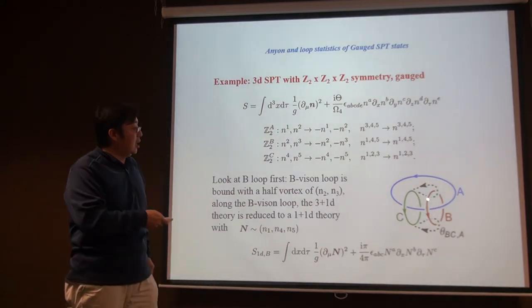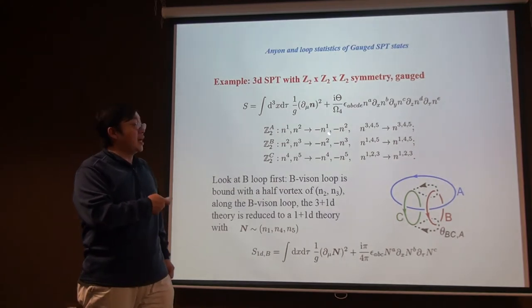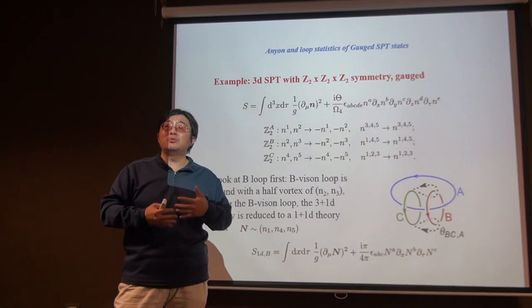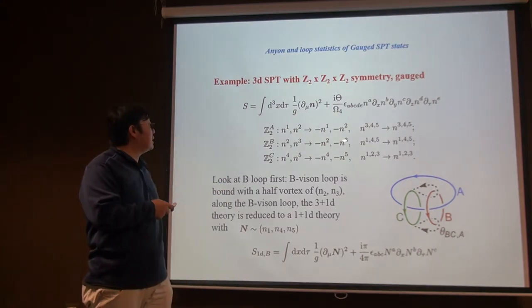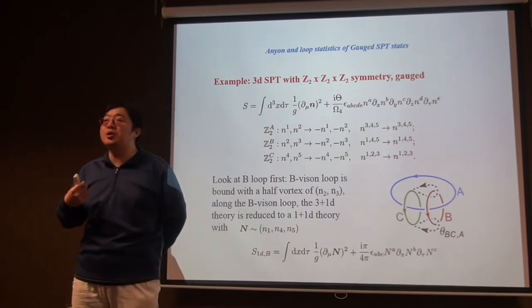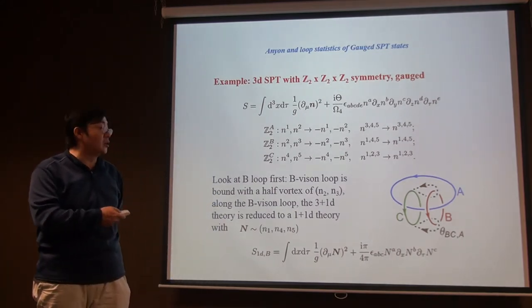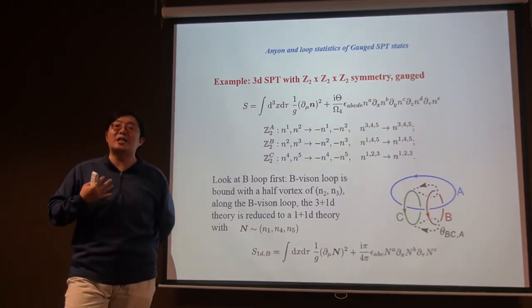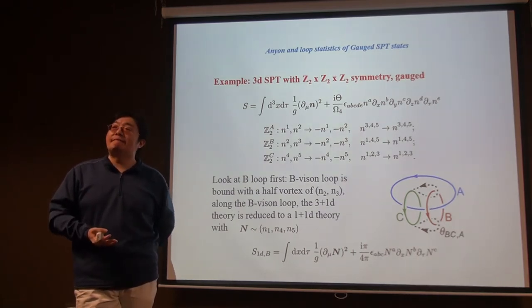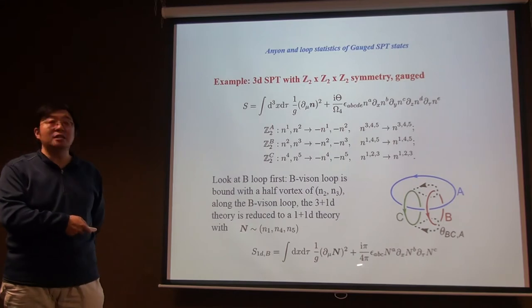So this means that along the B loop, N2 and N3 will have to be zero. What's non-zero, what's allowed to fluctuate, is N1, N4, and N5. That's what happens on the B loop. So if I reduce my theory on the B loop, I should get an effective theory for N1, N4, and N5. This is the theory I get.